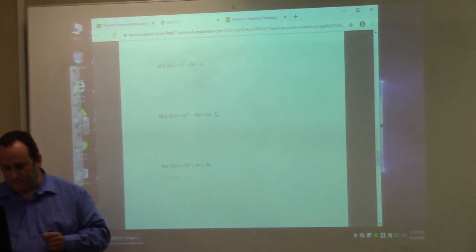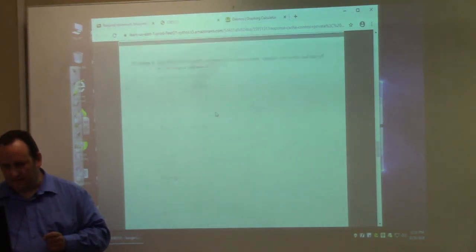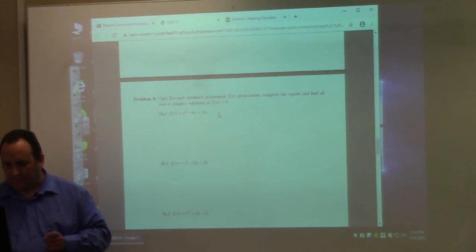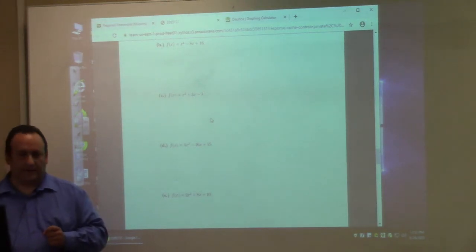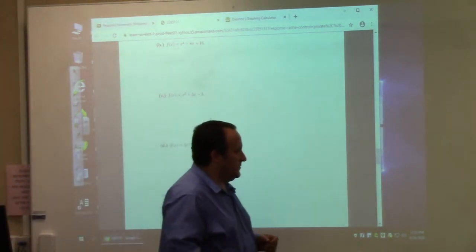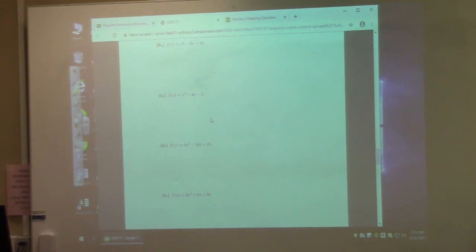So what am I supposed to do? 2x squared plus 8x plus 10. For each quadratic polynomial given below, complete the square and find all the real or complex solutions of f of x equal to 0. All right. So apparently we're supposed to complete the square on this polynomial.